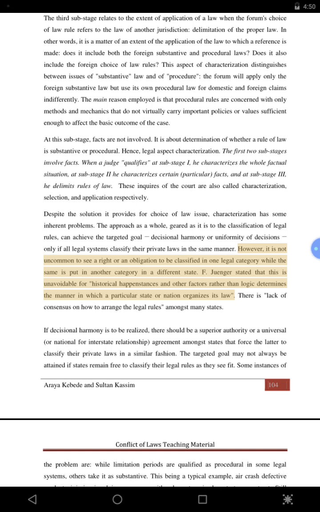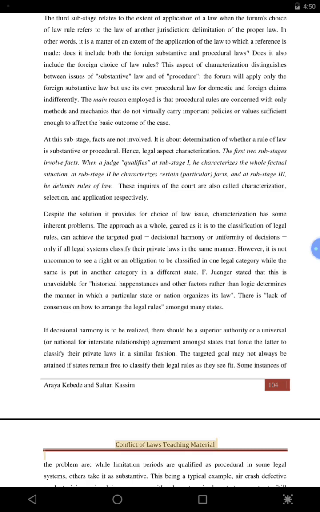F. Younger stated that this is unavoidable, for historical happenstances and other factors rather than logic determine the manner in which a particular state or nation organizes its law. There is lack of consensus on how to arrange the legal rules amongst many states. If decisional harmony is to be realized, there should be a superior authority, or a universal or national agreement amongst states for interstate relationships, that forces the latter to classify their private laws in a similar fashion. The targeted goal may not always be attained if states remain free to classify their legal rules as they see fit.